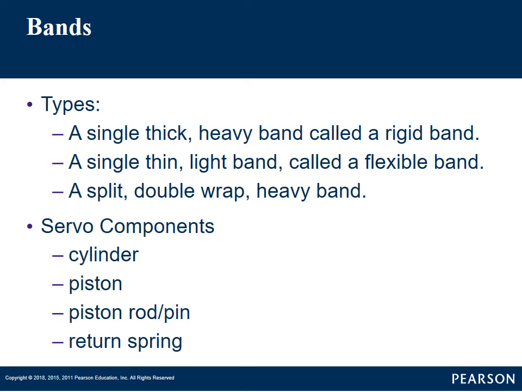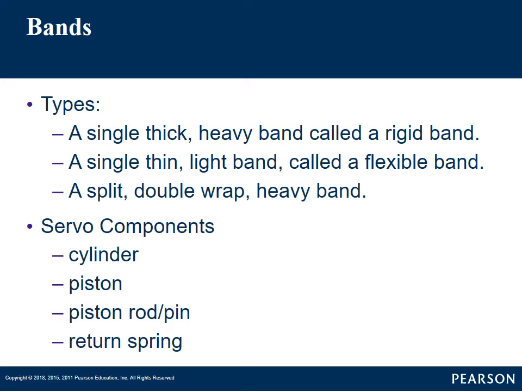A good example of some older transmissions, this double wrap band is used in the low reverse of a Turbo 400. A thin, light, flexible band that is really common in a lot of transmissions would be a band in a 4L60E, what they call the 2/4 band, and then this heavy, single thick band would be the second gear kick down band of a Turbo Hydromatic 350. Those are just different examples where you might find these bands.